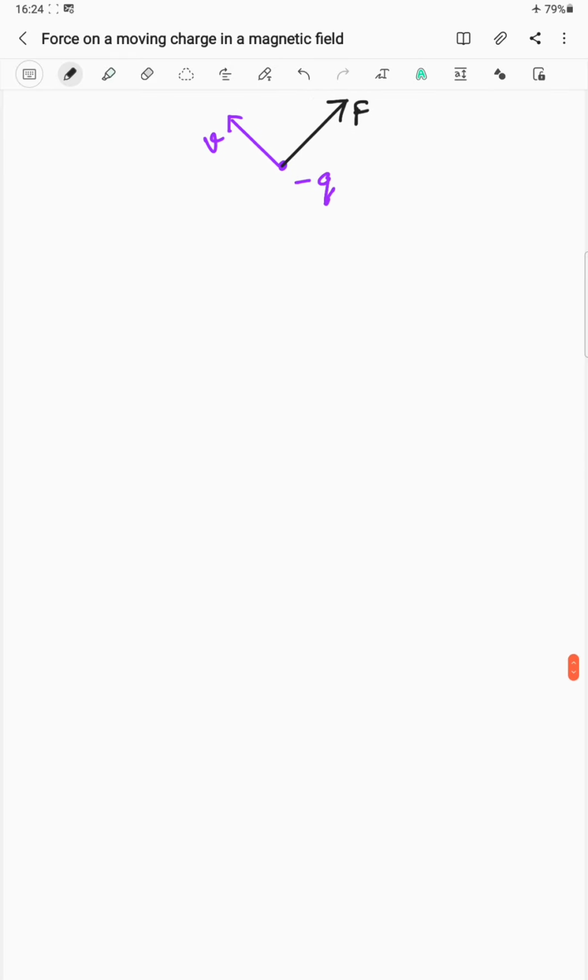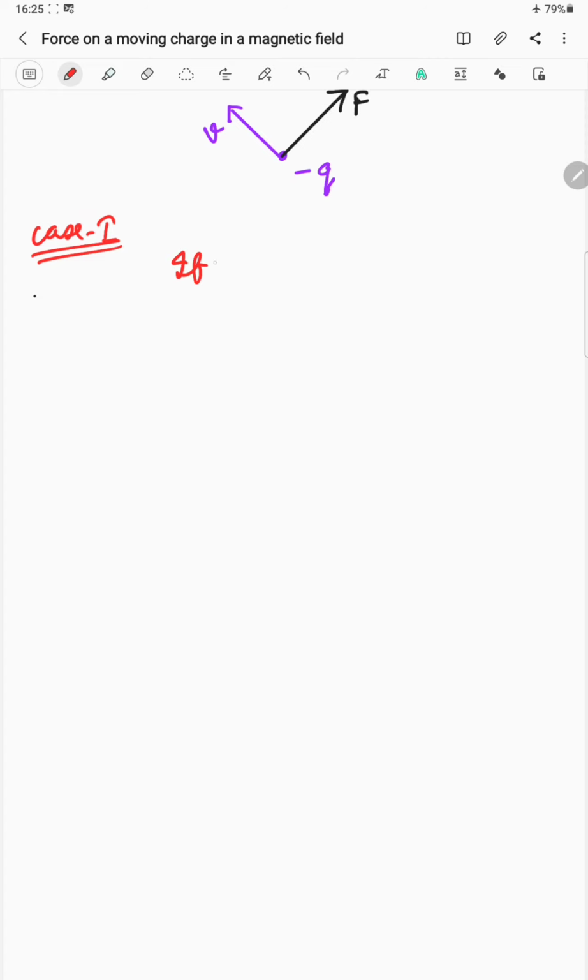Let us study that. Okay, so the first case we'll study. In case 1, if v is equal to 0, that means velocity is 0, so it is quite obvious my force is going to be 0. Okay, now what conclusion can you draw from this?